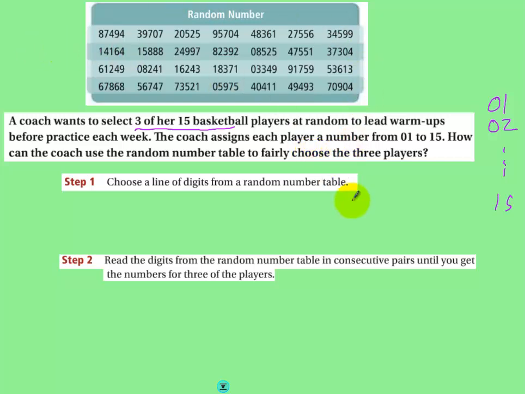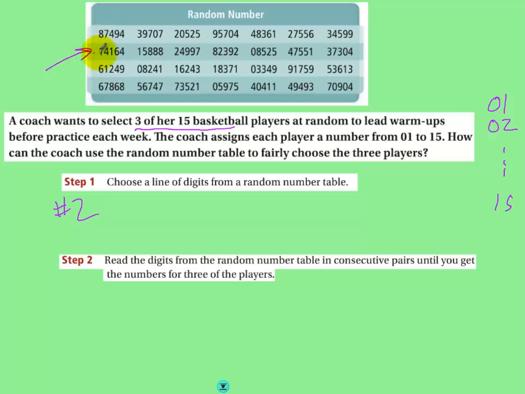So if you make this random number table, the first step the coach could do is choose a line of digits at random. If you choose out of 4, you'd need some way to randomly pick a line here. So let's say the coach rolled a 4-sided die and picked number 2, so row number 2. Then they could read the digits from the random number table in consecutive pairs until you get 3 pairs.